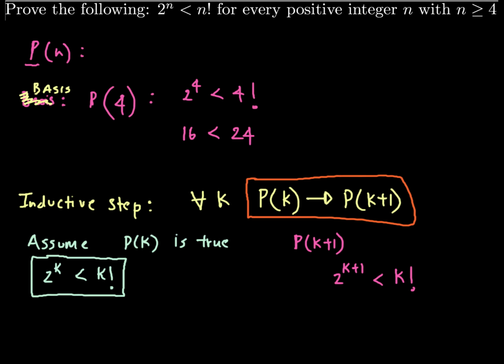Okay, so let me use a slightly different color here. Let's use maybe blue. Okay, so 2 to the power of k plus 1, as per the definition, we know that this is equal to 2 times 2 to the power k. It's just the basic middle school definition of exponents here. So 2 to the power k plus 1 is equal to 2 times 2 to the power k.